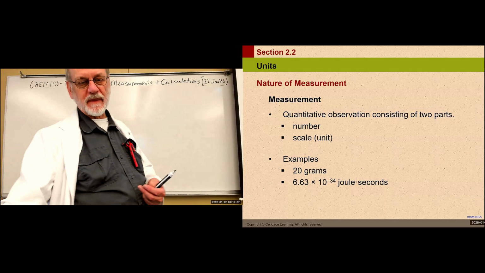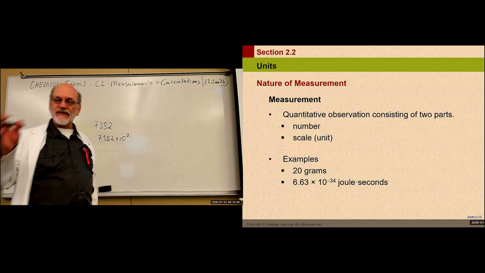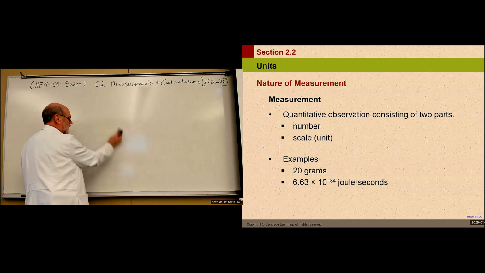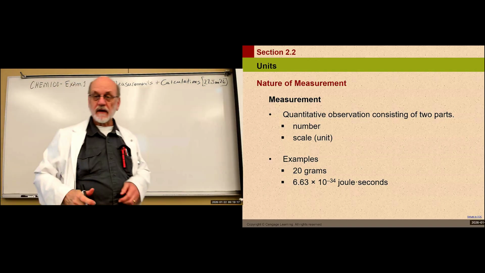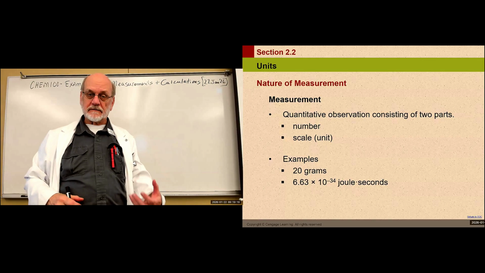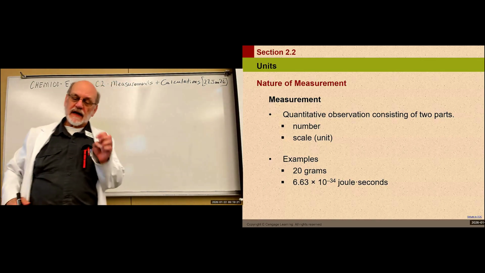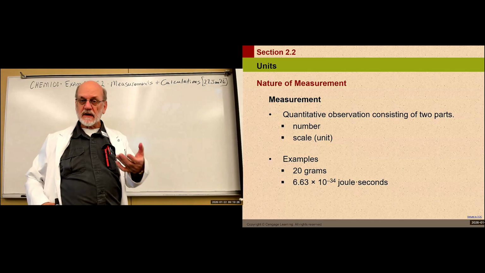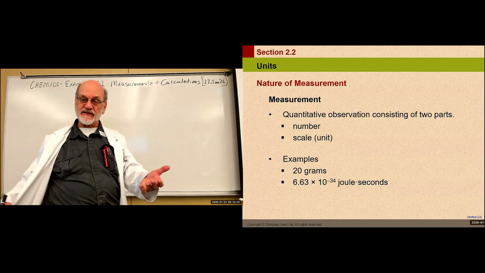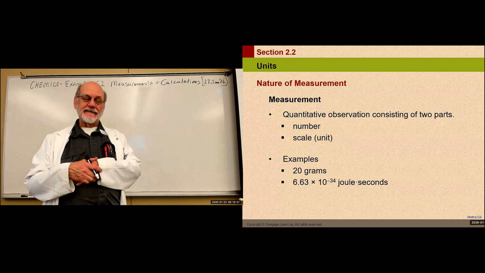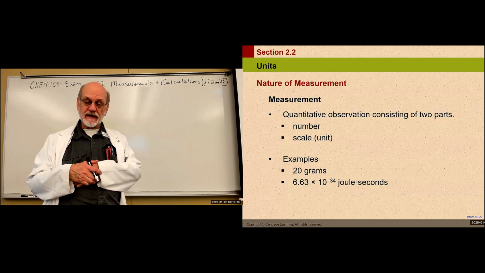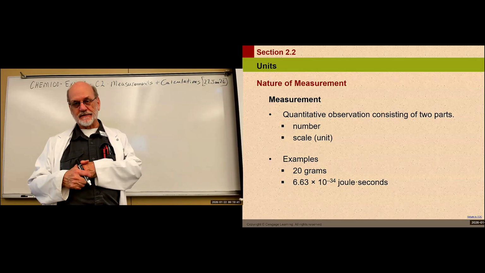Just to reiterate, we need the number and the scale unit now. We've just been working with numbers up to this point. Now we need a scale unit so we know what that number means. And examples on this slide are, the first one is grams. That's just a single unit of mass. But you can have complex units. The example below that is a unit of joule seconds.